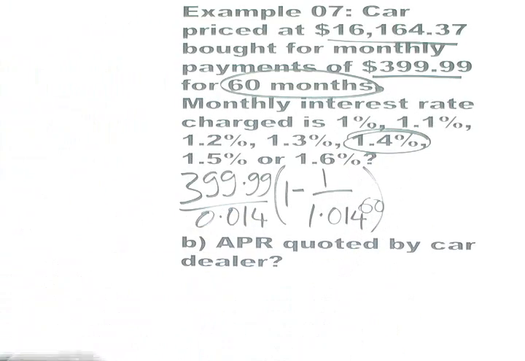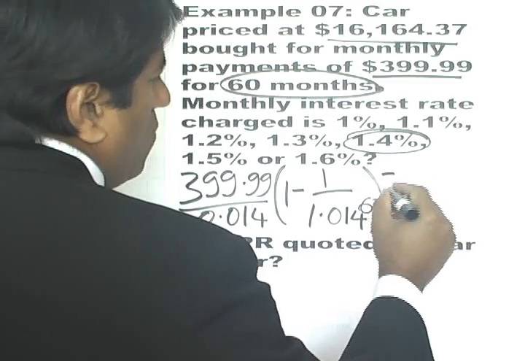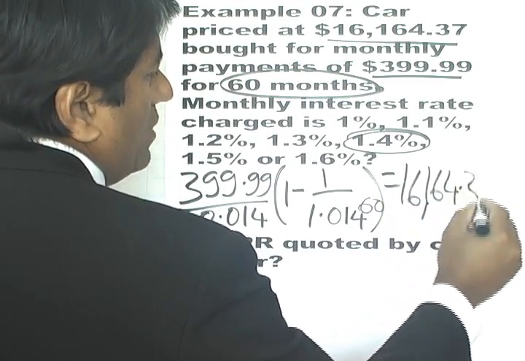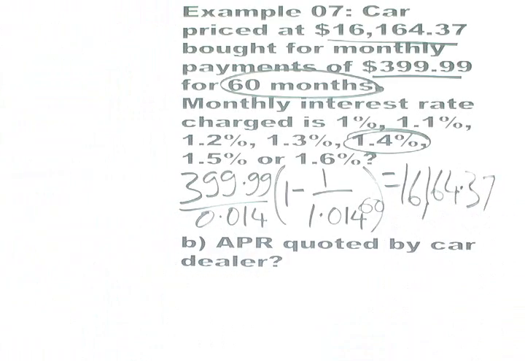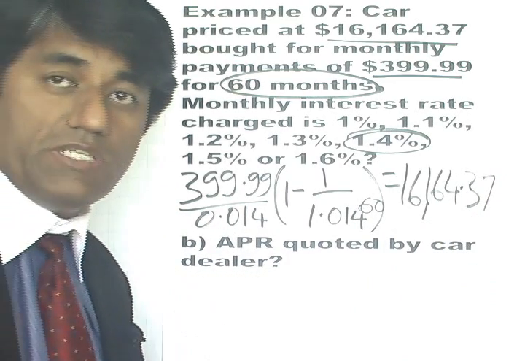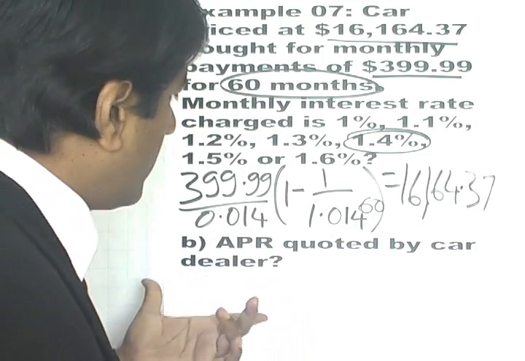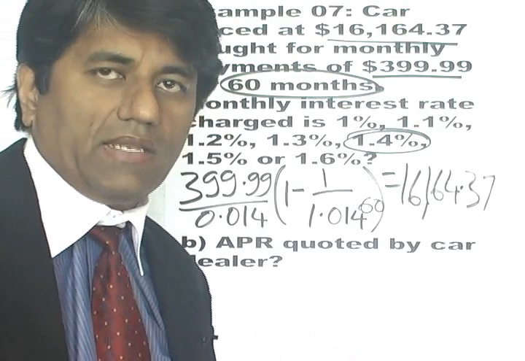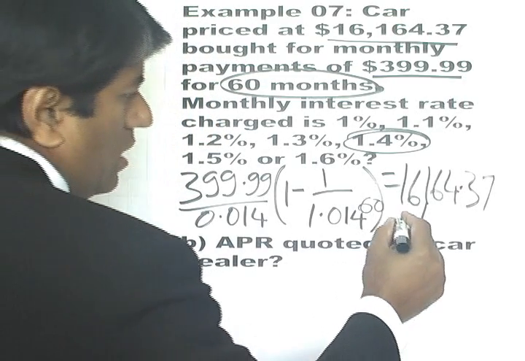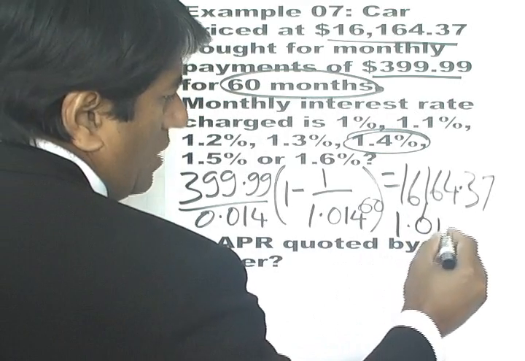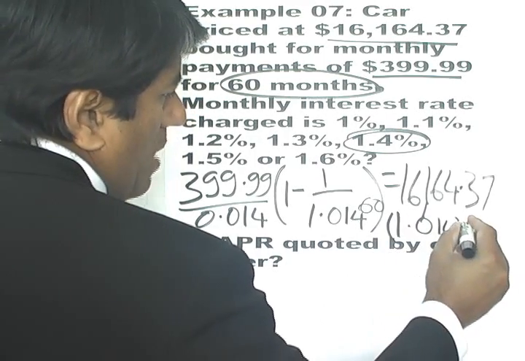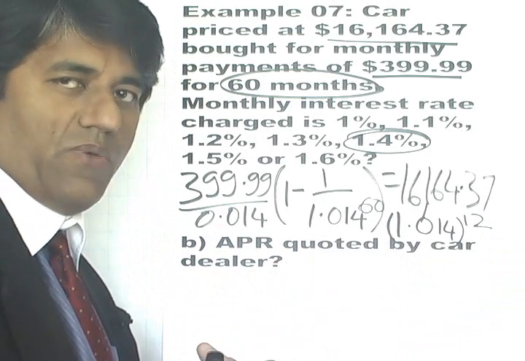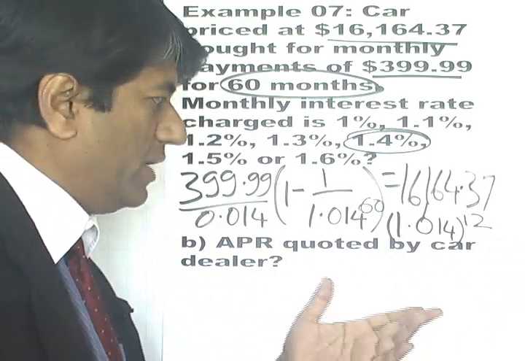And this amount you will see actually does equal 16,164 and 37 cents. What is the APR quoted by the car dealer? Well, really the yearly interest rate would be 1.014 to the power 12, because these are 12 periods, so that's going to be the rate at which the money is growing going forward.